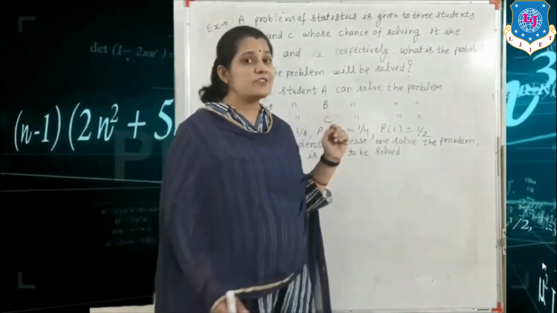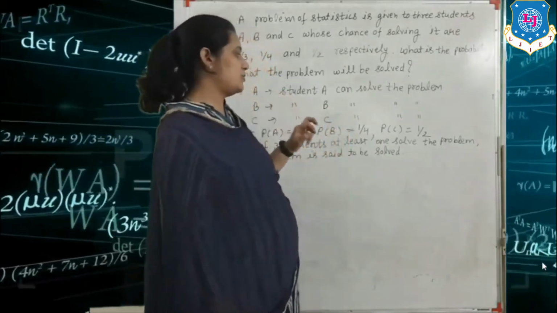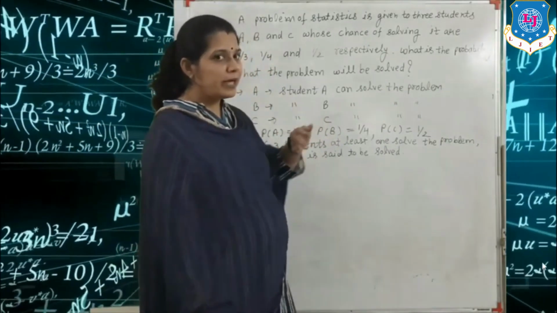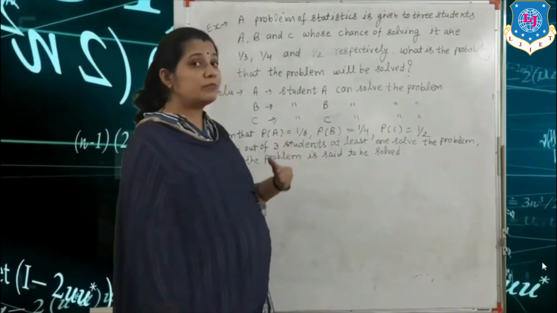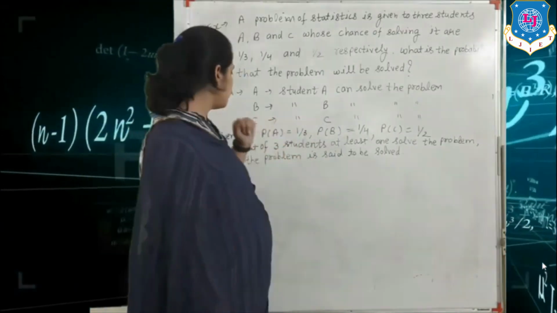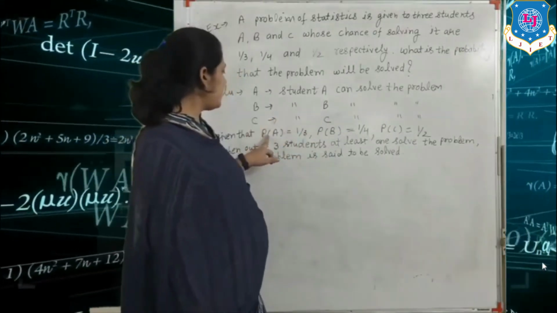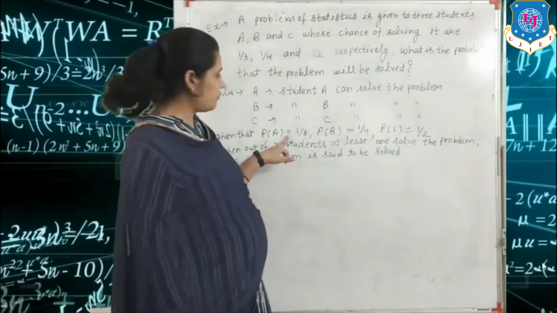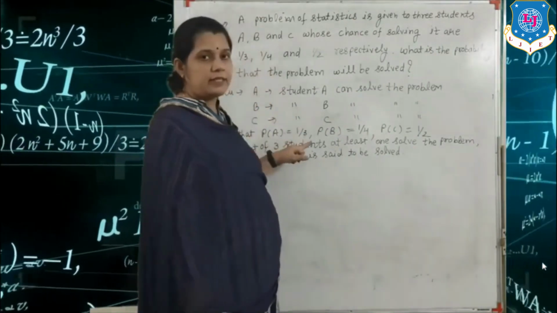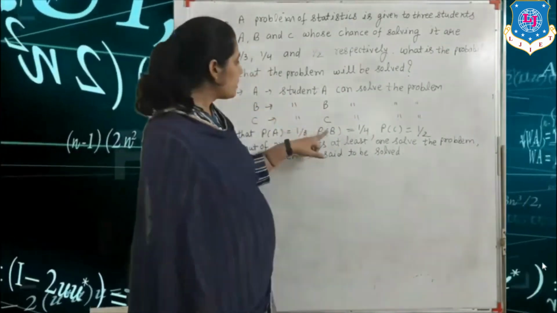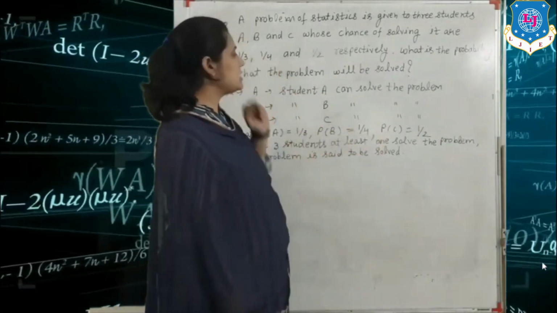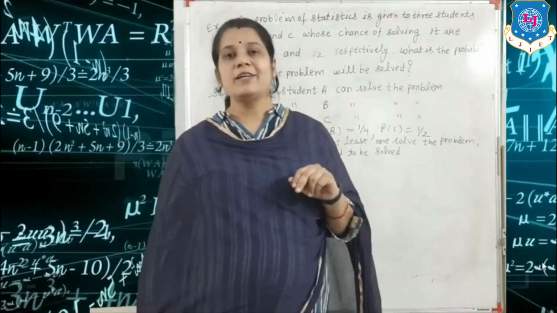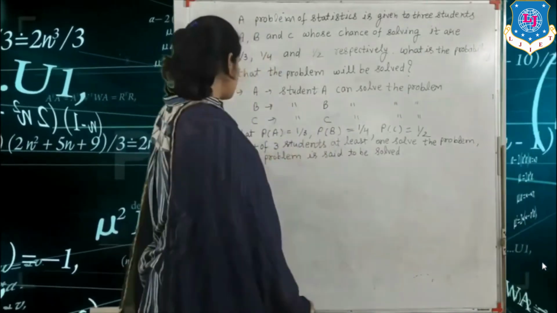Okay, so in this question, if the problem is solved by any one student, we can say that the problem will be solved. Here we are given that P(A), the probability of A, is equal to 1 by 3, already given in our question. Probability of B is 1 by 4, and probability of C is equal to 1 by 2.